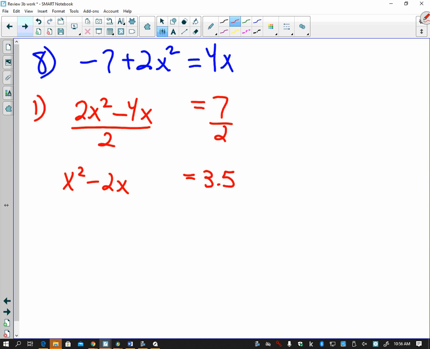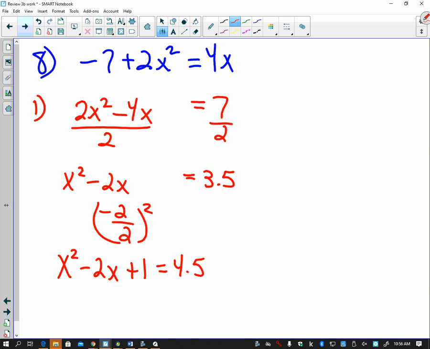This next part, though, is where we take negative 2 divided by 2 and square it. That leaves me with x squared minus 2x. What's negative 2 divided by 2? Okay, and what's negative 1 squared? Plus 1, right? So we're going to take that plus 1 here, and we're also going to add 1 over there. So that equals 1, so we plus 1, so we see that working. Okay?